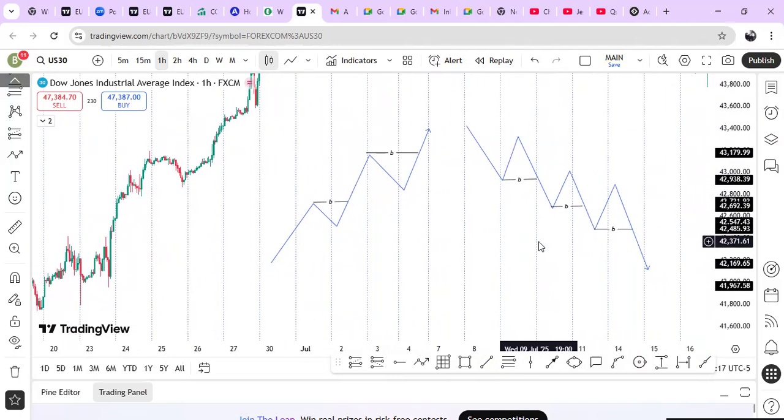So the next video will talk about how they map the tops of the correction, which they call inducement. Then the video after that will talk about how to trade it.